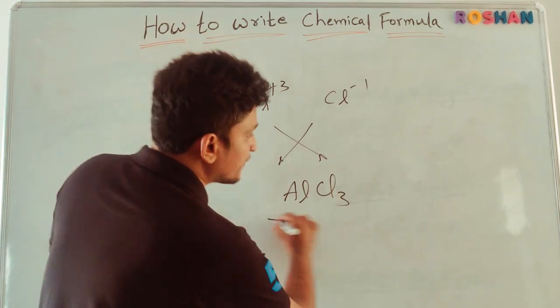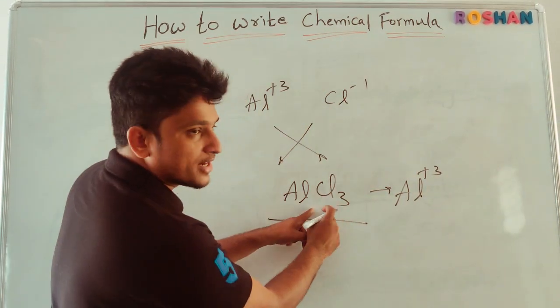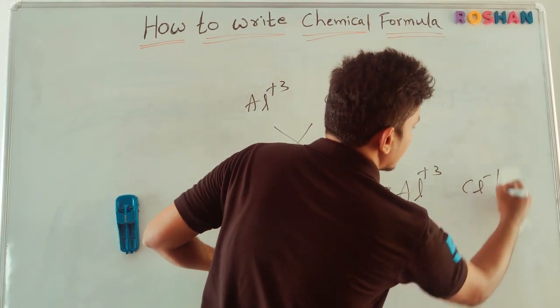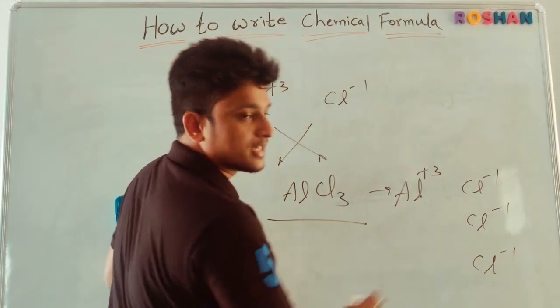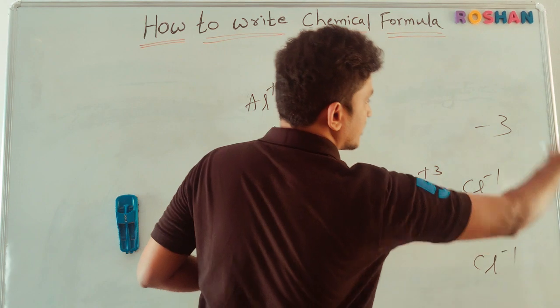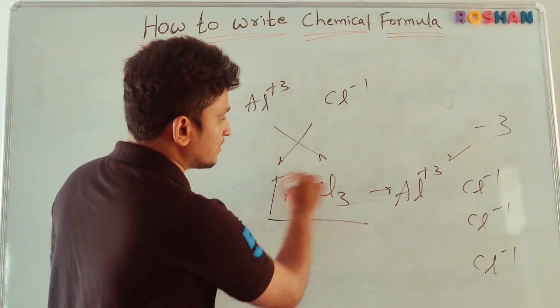AlCl3. What is the meaning of AlCl3? There is one aluminium ion. How many chlorides are there? There are 3 chlorides. Cl minus 1, Cl minus 1, Cl minus 1. How much, students? Minus 3 altogether, the charge. And plus 3. 0 or not? Is there any charge on this compound?